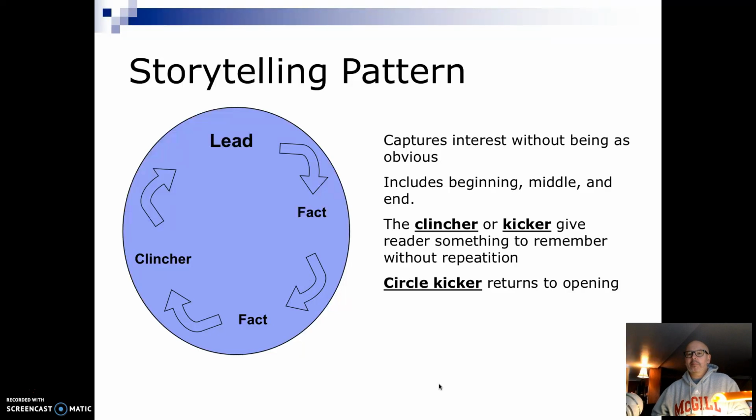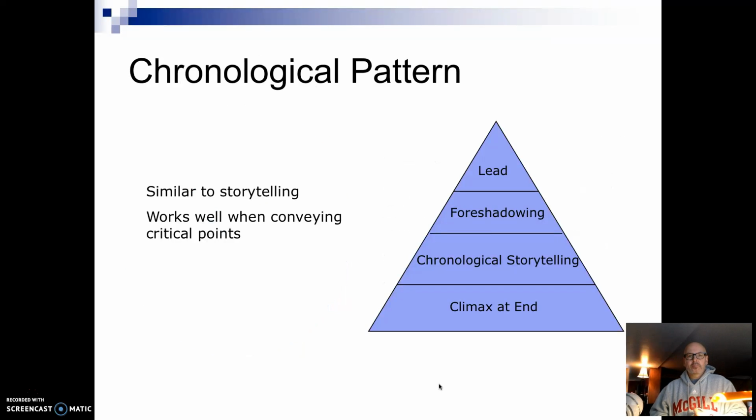Repetition. It should be repetition. Delete the A. I will fix that later. The circle kicker is another type that returns right back up to the opening paragraph. I'm not expecting you to really do this pattern, but I want you to know about it and recognize it when you see it in other writing.